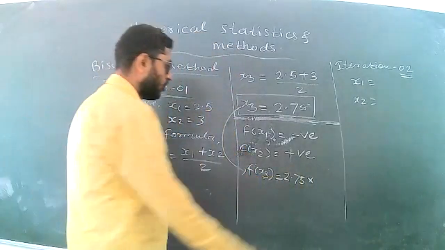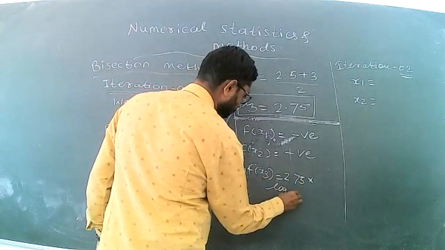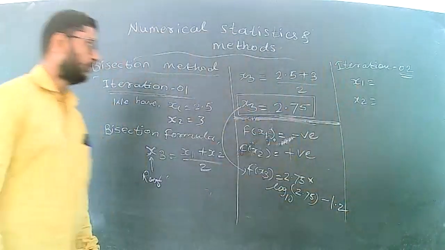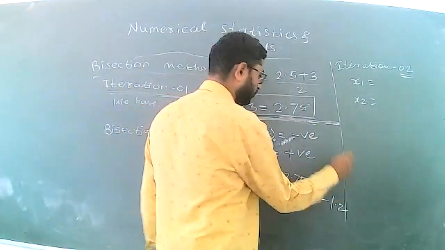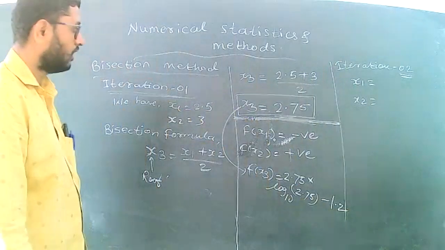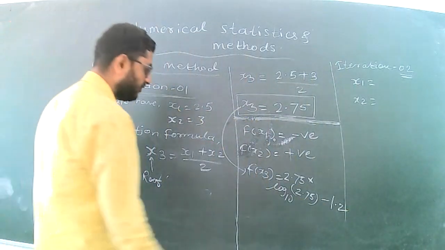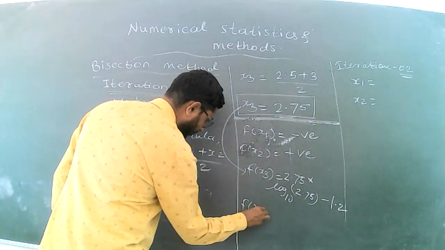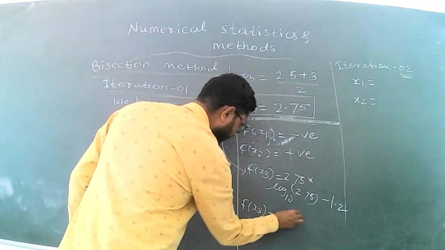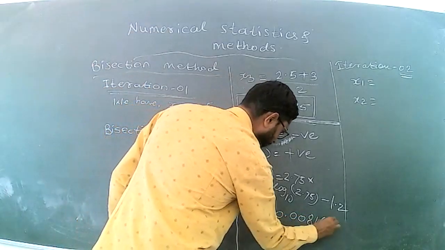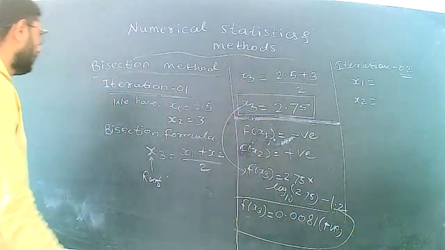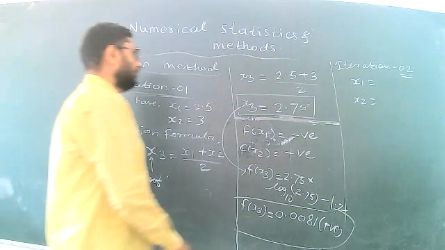2.75 into log of 2.75 minus 1.2. By calculation, the value of f of x3 is equal to positive 0.0081, which is positive.